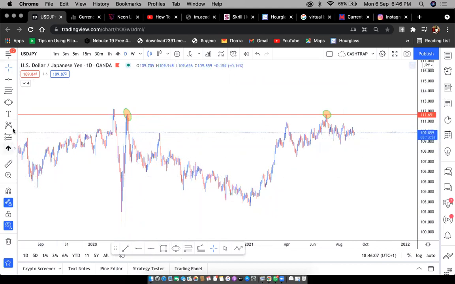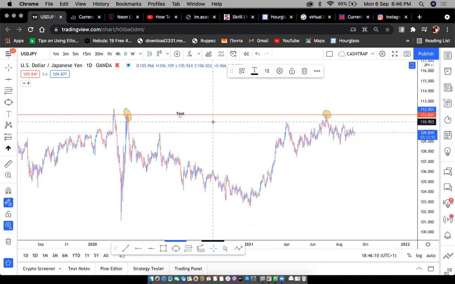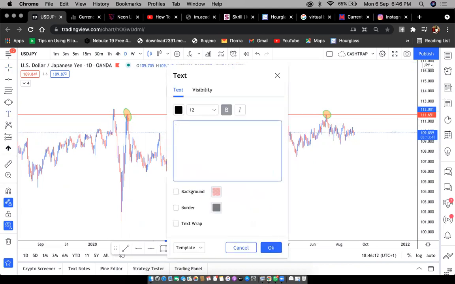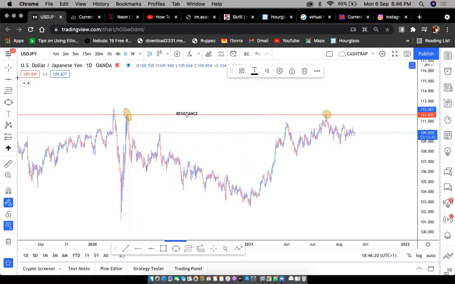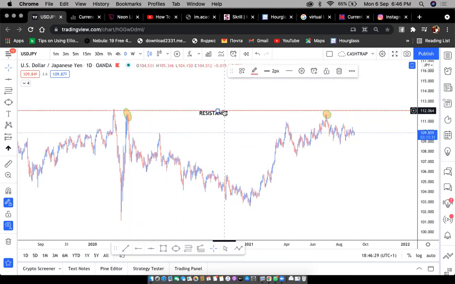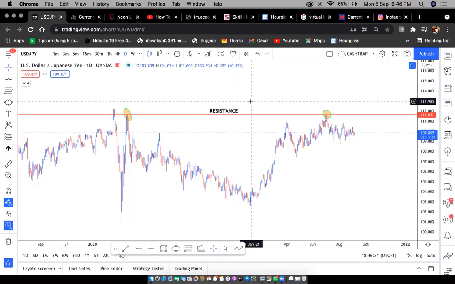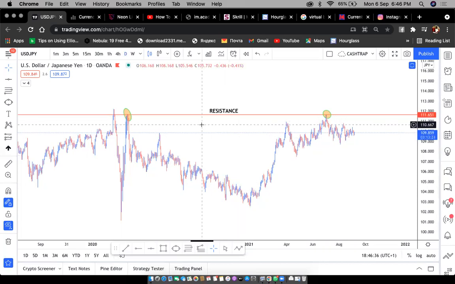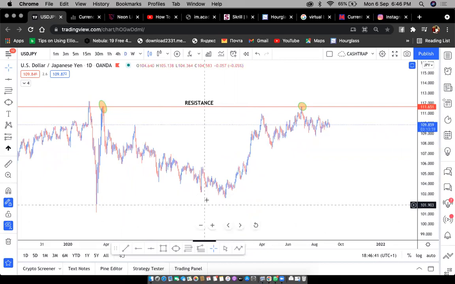So when you know that this is a resistance, anytime price gets there, it tends to drop. That's a resistance. Let me increase the font a bit. So this is now the resistance. Price has been respecting those areas. Now looking at this, where do you think you see a support?